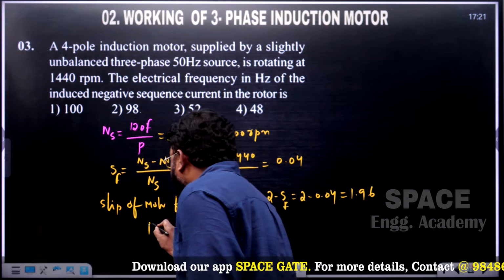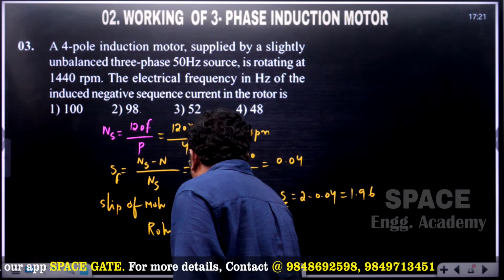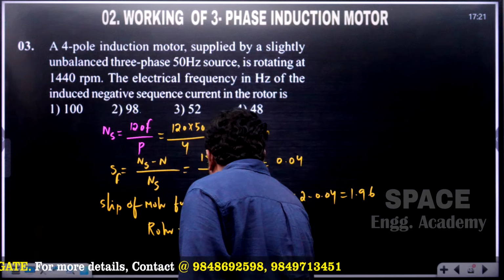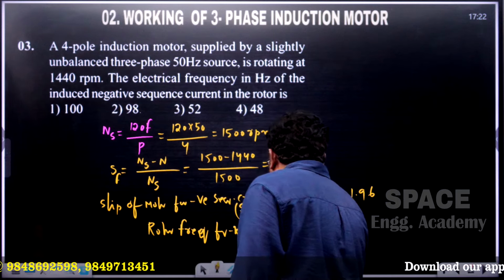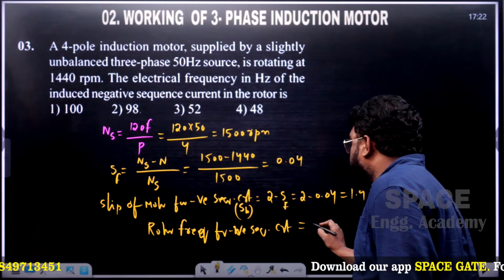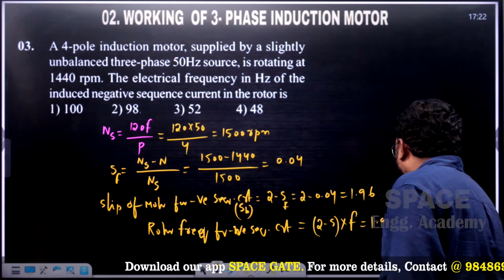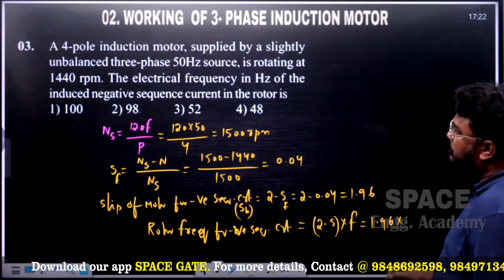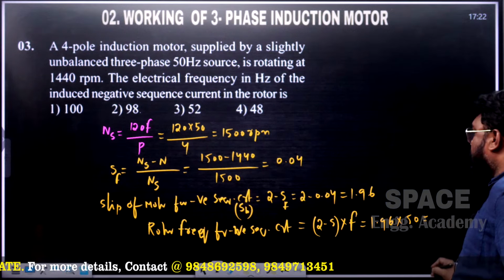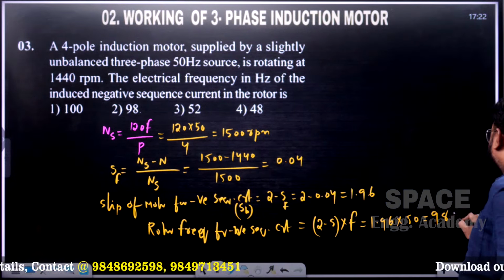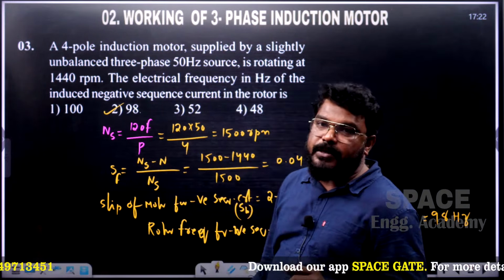Now, what about the rotor frequency? The rotor frequency for the negative sequence current is equal to (2 minus S) multiplied by the supply frequency. So 1.96 multiplied by 50, and this value is equal to 98 Hz. So the answer for this question: option 2 is correct.